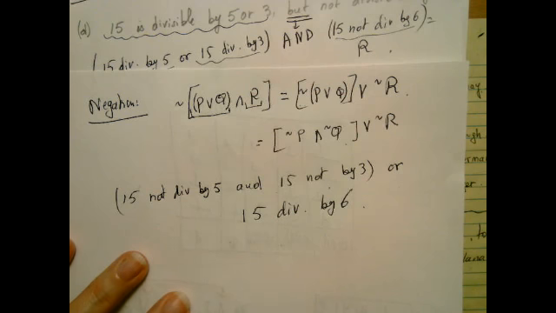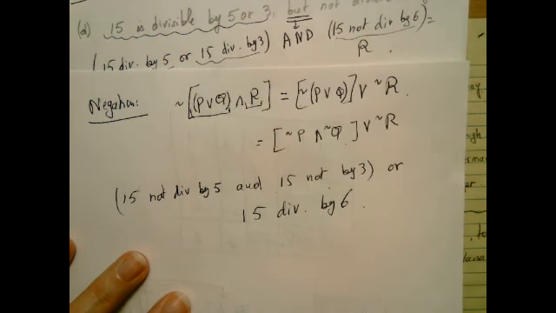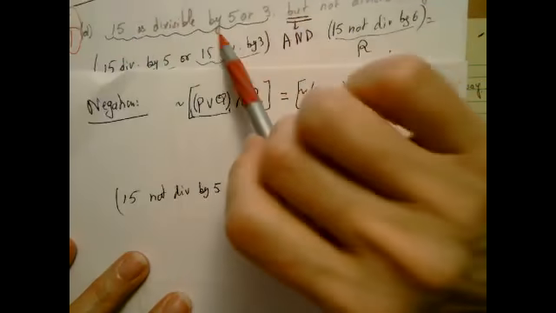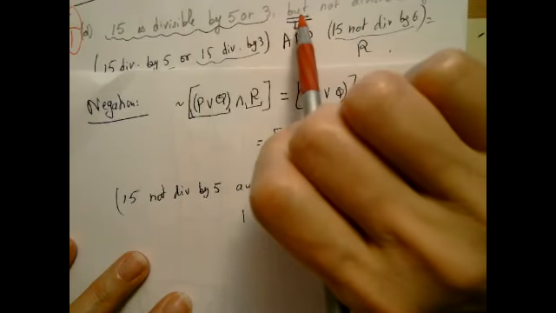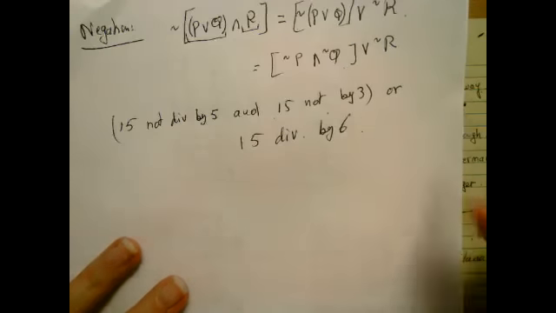Now let us talk a little bit about the truth of it. Is my original statement true or false? What do you think? True. Do you agree with your classmate? 15 is divisible by 5 or 3, that's a true statement. And not divisible by 6, that's of course a true statement. Both are true. And so my negation has to be, of course, false.